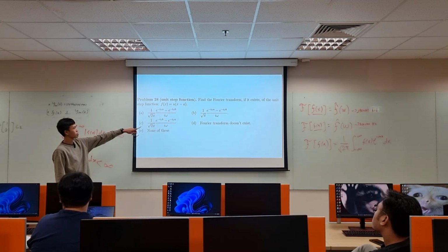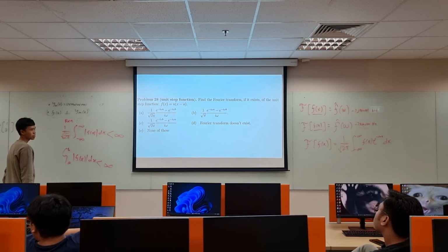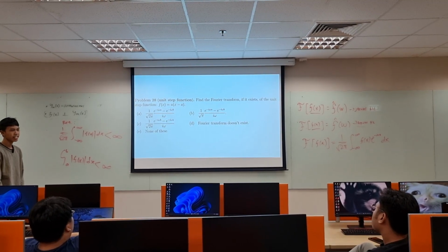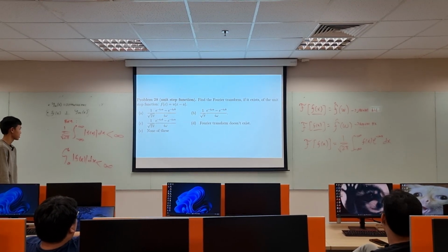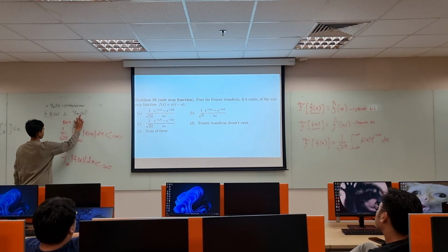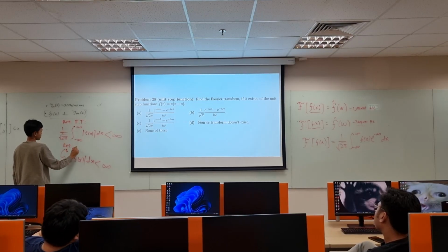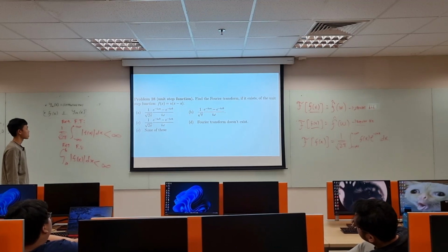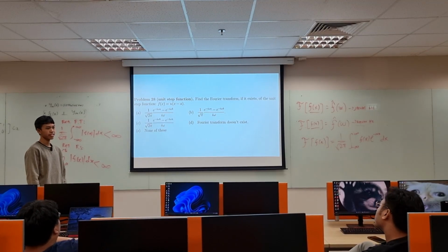So find the Fourier transform of f(x) equals u(x minus a). Do you think what's the answer to this? It's a step function. Any idea, guys? This is the requirement for the Fourier transform, and this is the requirement for the Fourier series. Does it satisfy the requirement for absolute integrability or not? The step function. So, how?